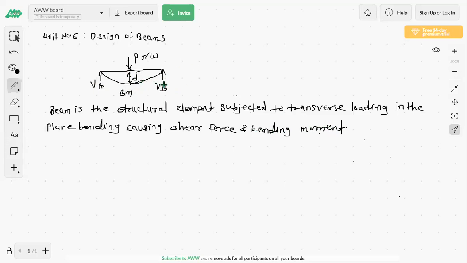But due to excess loading, there are some failure criteria, or some modes of failure of the beam. So the next point is the modes of failure of beam. In which way will the beam fail? For that we have to calculate the strength.